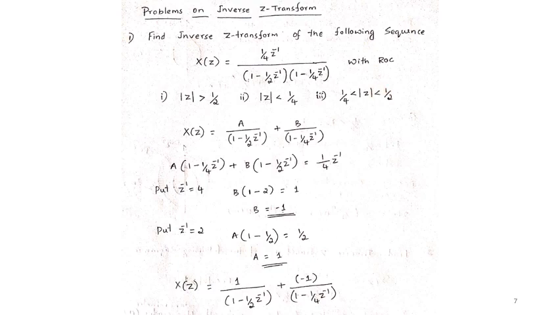Okay, to apply the partial fraction method, first you need to check the order of the numerator and denominator. In this case, the order of the numerator is 1, whereas the order of the denominator is 2, because if I multiply the first term and second term, we get the equation in terms of z to the power minus 2. So the order of the denominator is 2, whereas the order of the numerator is 1. So you can apply the partial fraction method directly.